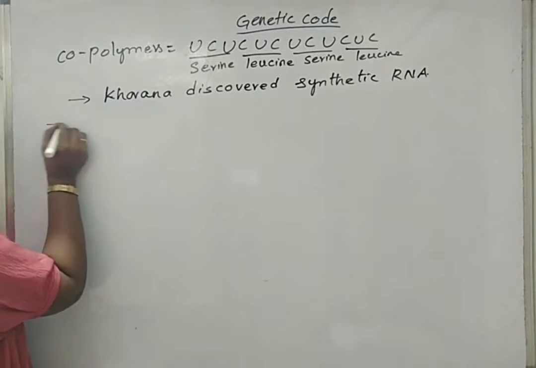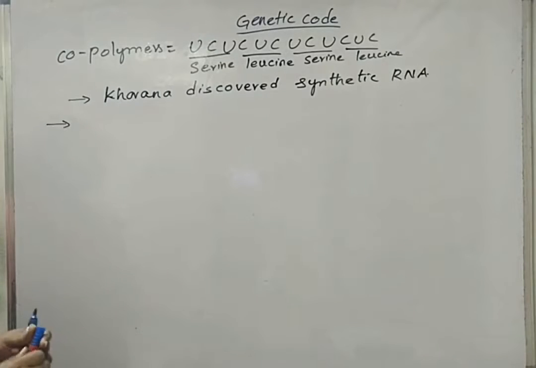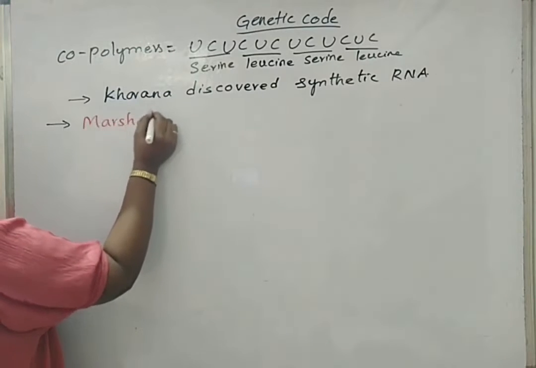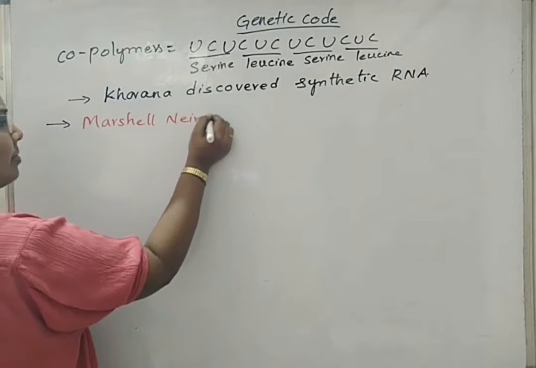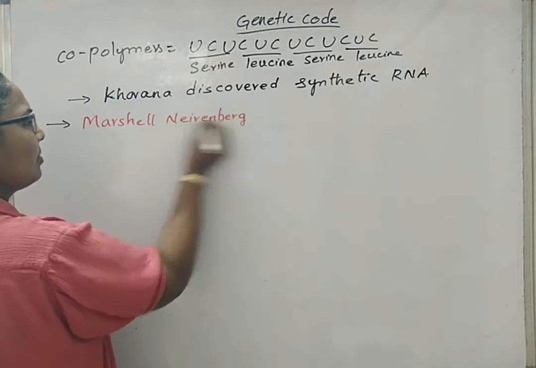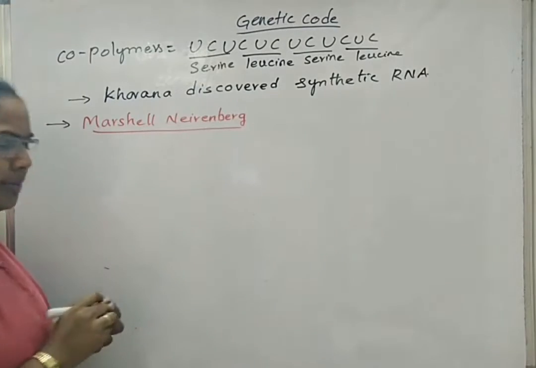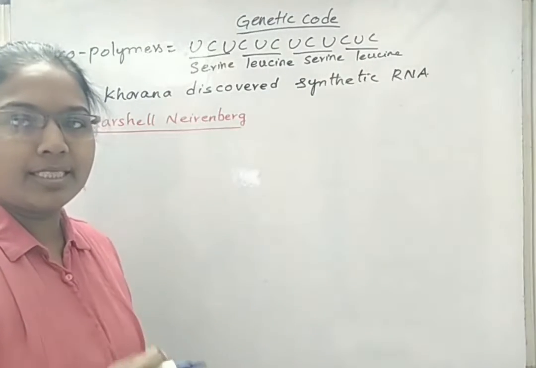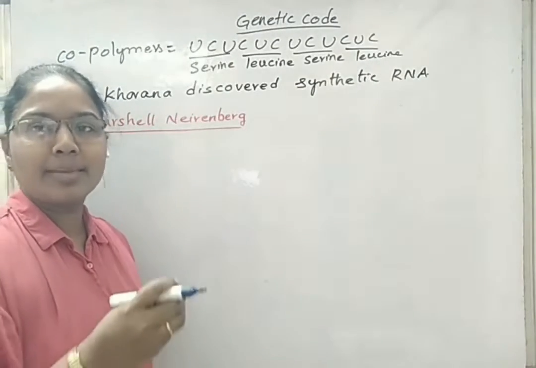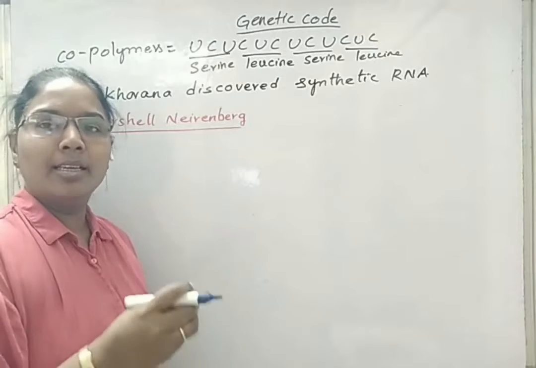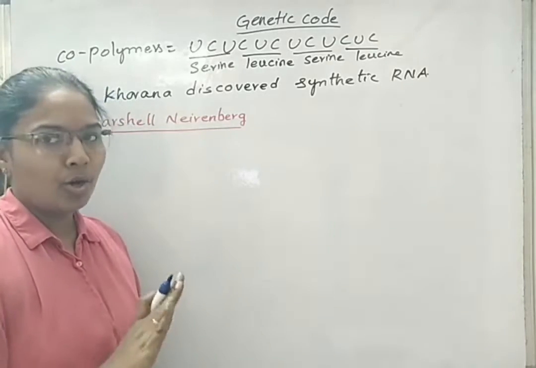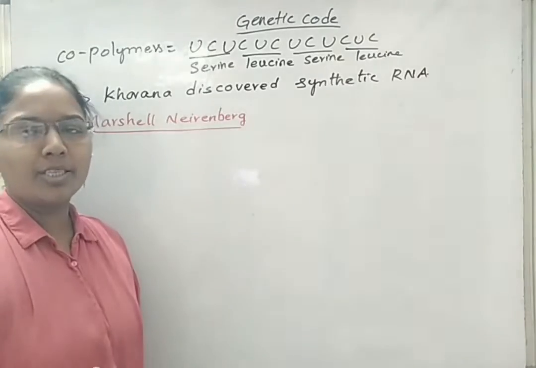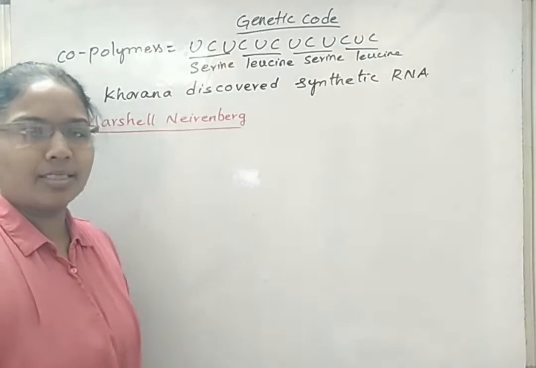Next, another scientist, Marshall Nirenberg. This person has done an experiment on cell-free system. Means he has taken some combinations of nitrogen bases in vitro conditions. Means not in the living organism, outside the living organism's body, in the test tube or in a conical flask.